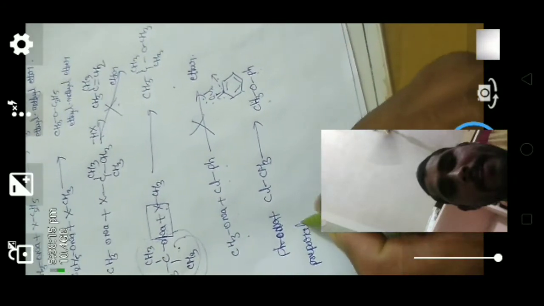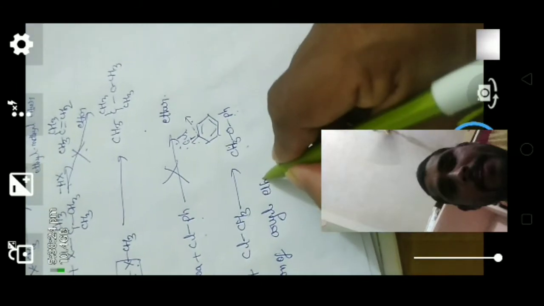Preparation of aryl ethers. Next reaction is preparation of aryl ethers. Here phenol, when we react with diazomethane in the presence of diethyl ether, or dimethyl sulfoxide in the presence of sodium hydroxide, or methyl iodide in the presence of sodium hydroxide, gives anisole.